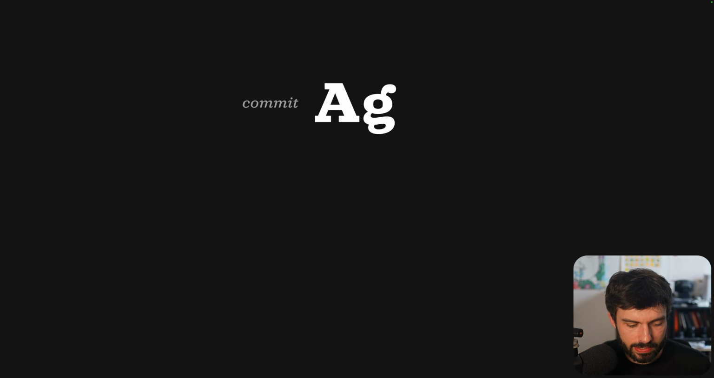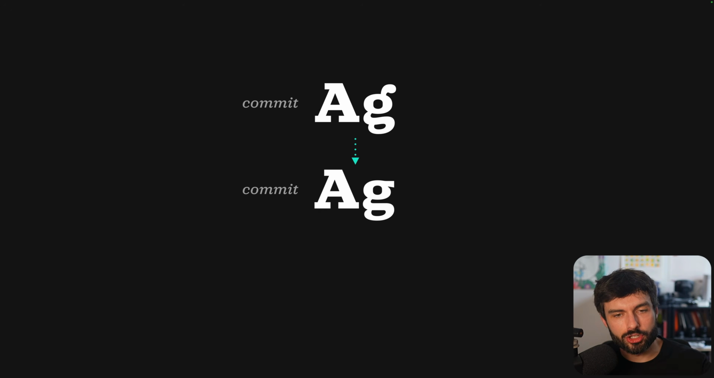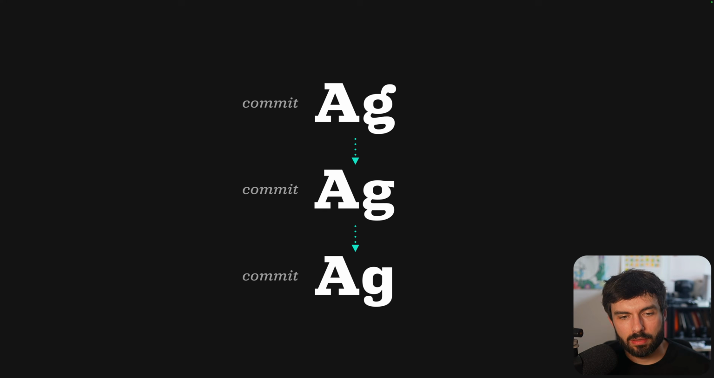So a commit is like a significant change. It's kind of like a state, a moment in your project. And let's say you change the G of your font, and maybe you simplify that ear, and then maybe you simplify it again to be a single story G. Each time you make a commit, you have to give it a commit message.